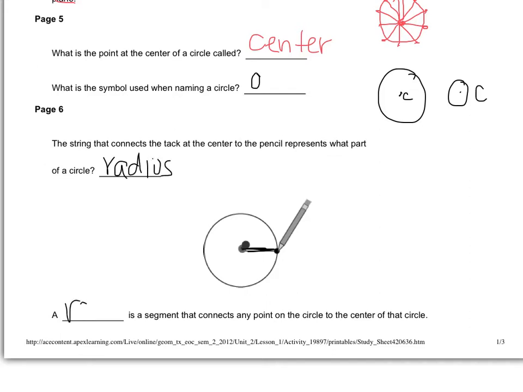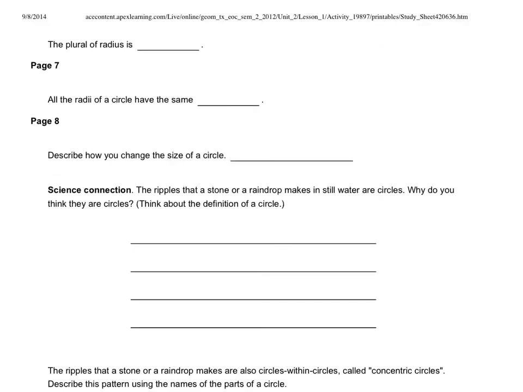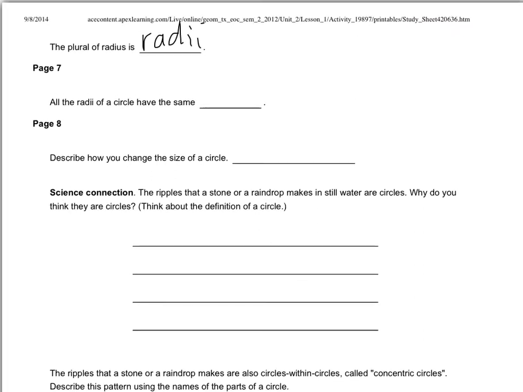And a radius is a segment that connects any point on the circle to the center of that circle. And the plural of radius is radii. It's important to note that all the radii of a circle have the same measure. Like you couldn't have a circle where one radius was 7 and the other radius was 10. If that was the case, it wouldn't actually be a circle. So if you wanted to make the circle bigger or smaller, the easiest thing to do and the only thing to do is to change the size of the radius.